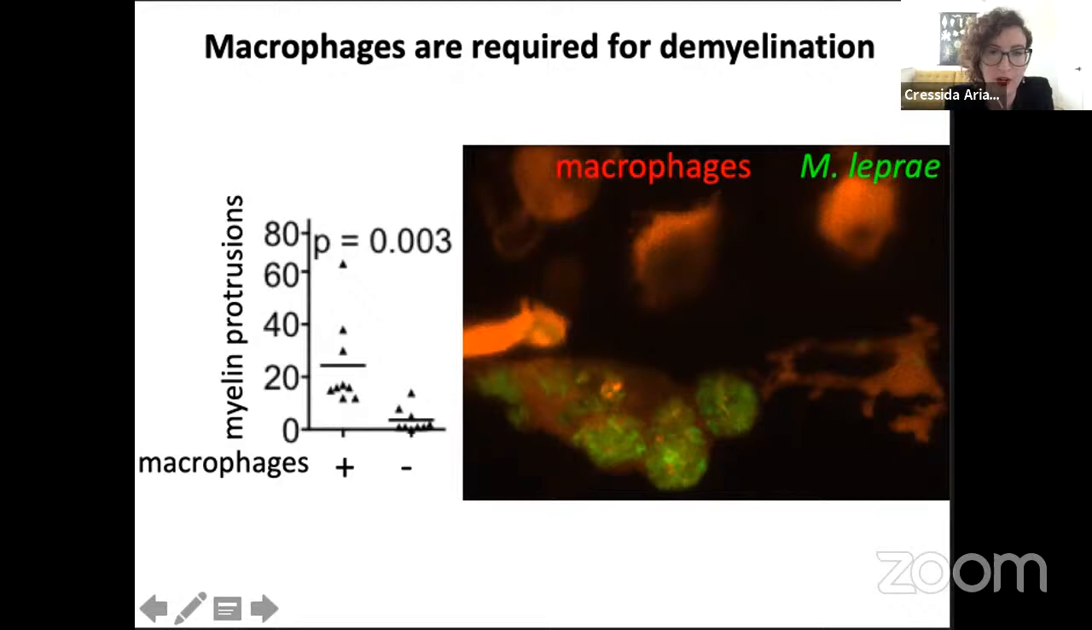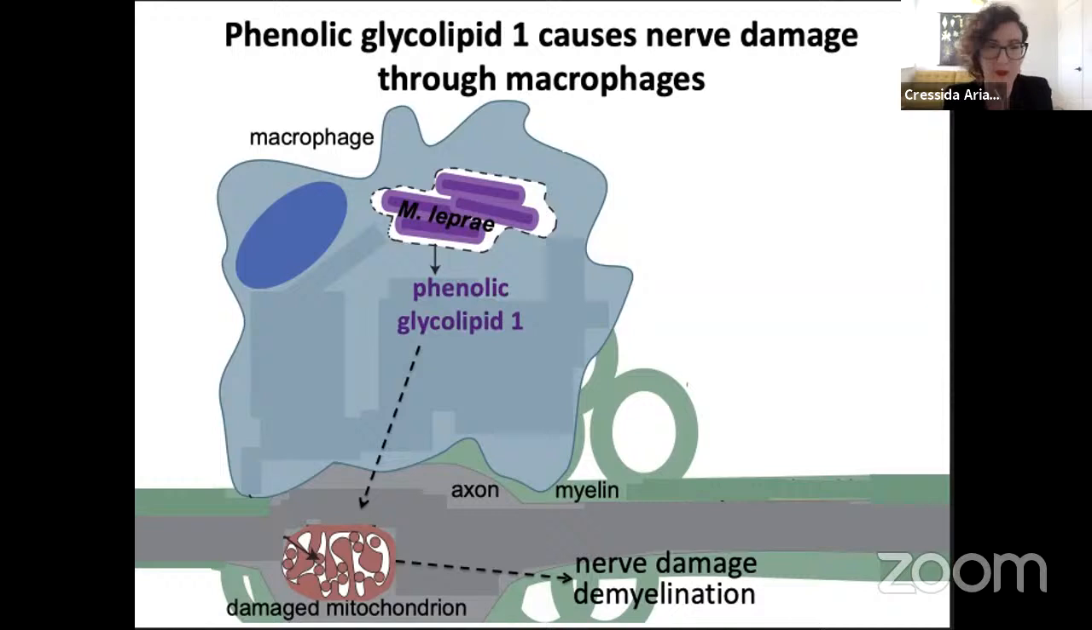So that suggests that macrophages are required for this early form of myelin disruption that we were seeing in the zebrafish. So this is the model that we were left with at this point. We know that these macrophages become infected with M. leprae and that somehow there's a response to phenolic glycolipid 1 that results in myelin loss and potentially in the swelling of mitochondria within axons near where infected macrophages are responding to M.